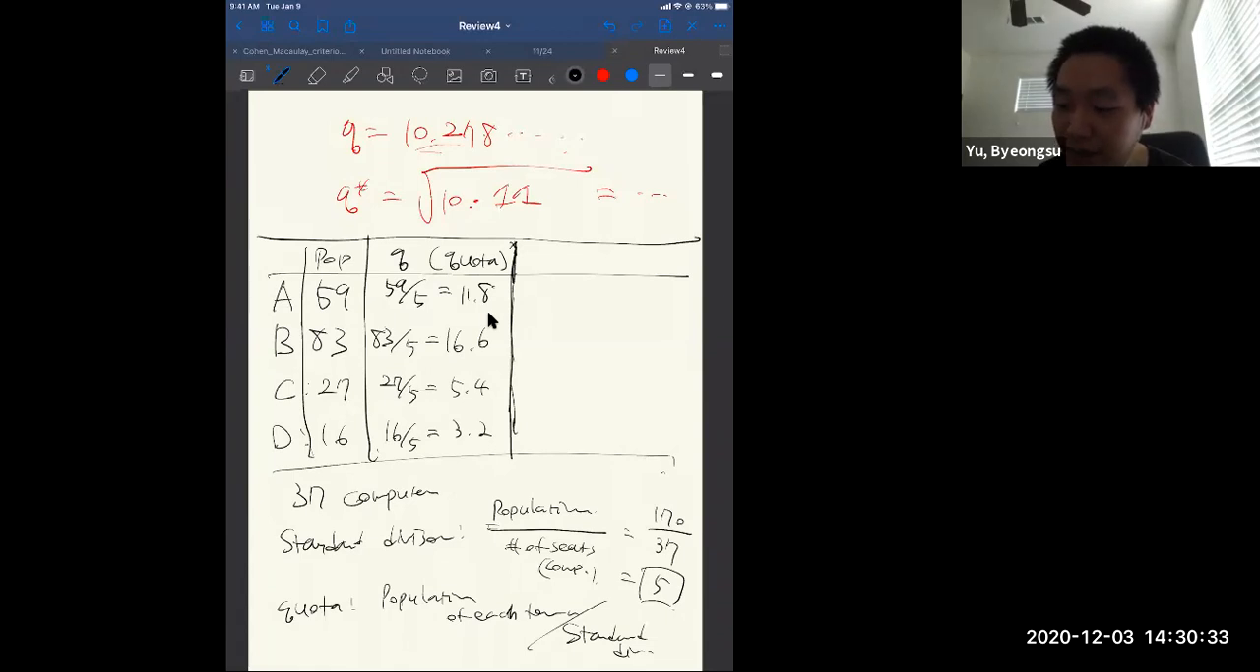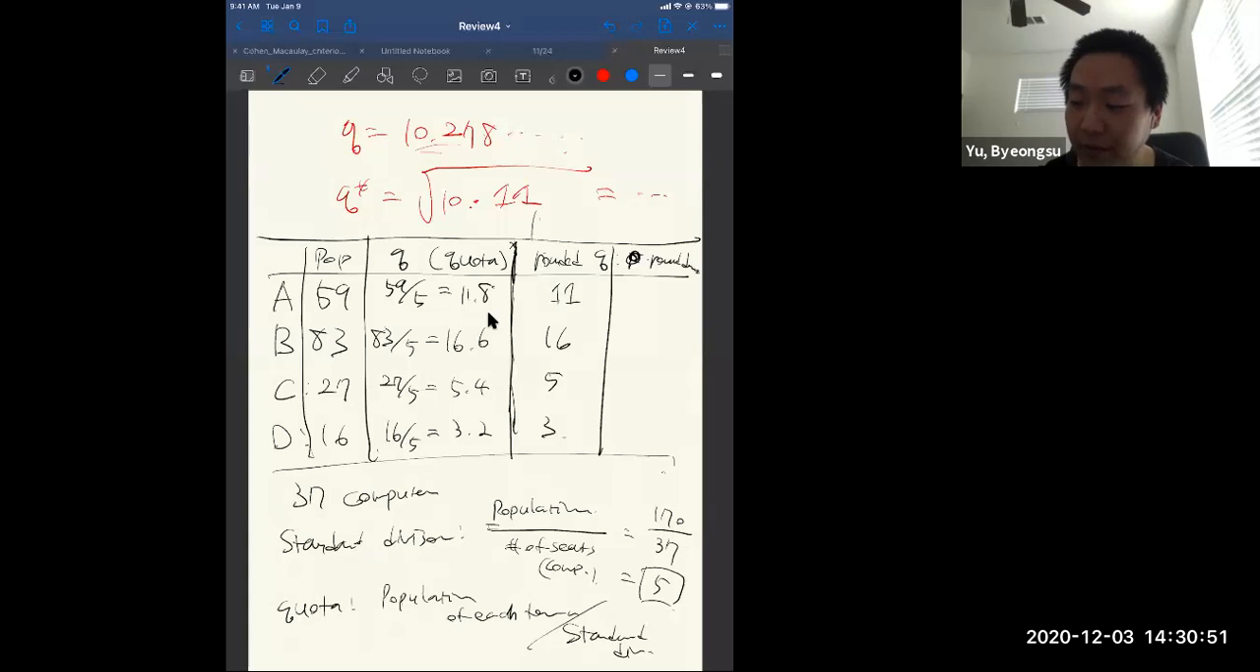In the case of the Hamilton method, the rounded Q is just rounding down, right? So here, rounding down, you can get 11, 16, 5, 3. And if you add all those numbers, 27, 32, 35, sorry, 35. So we still have 2 more computers which we need to distribute.